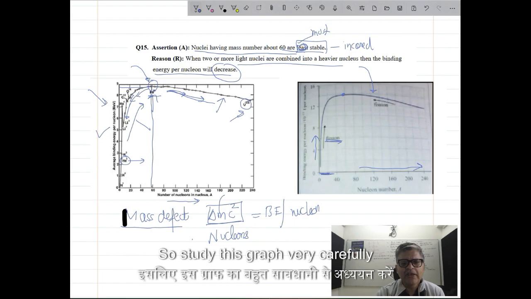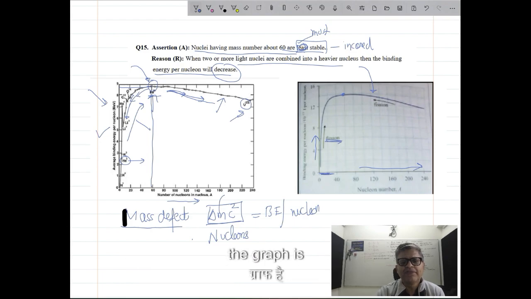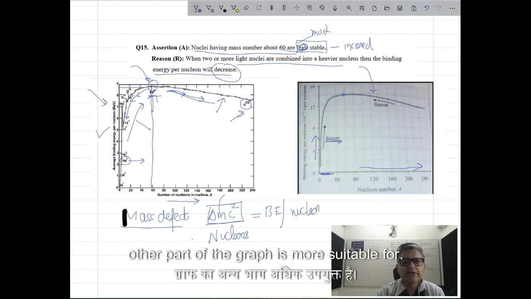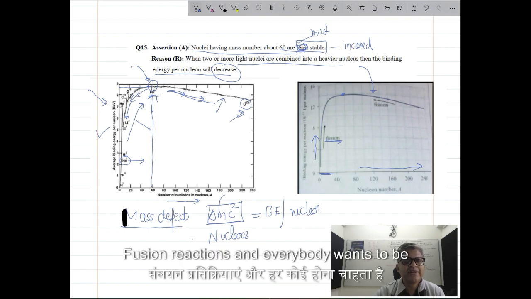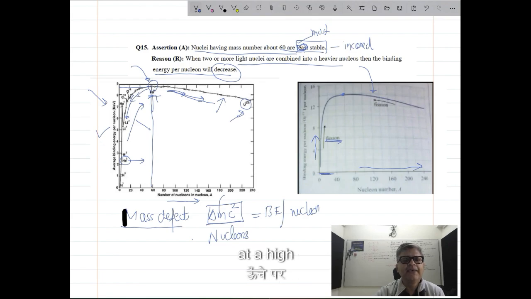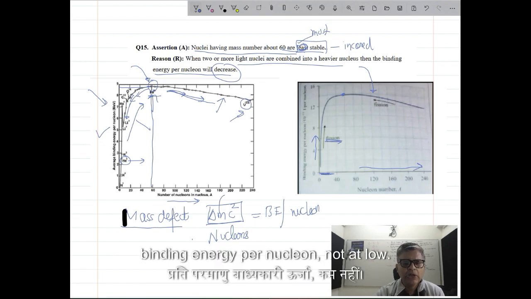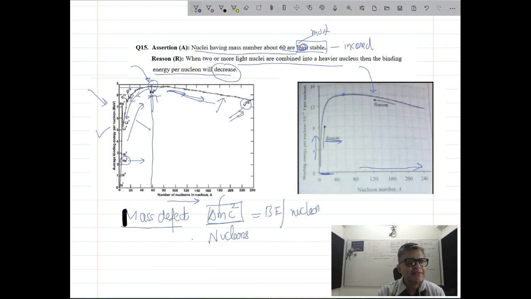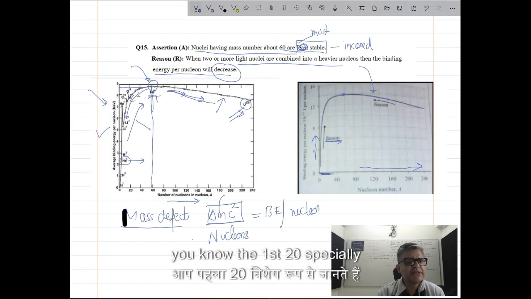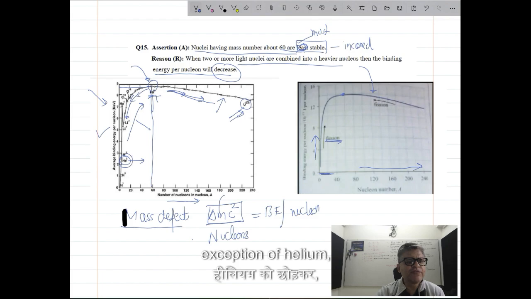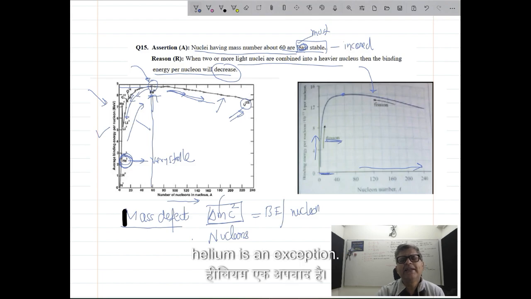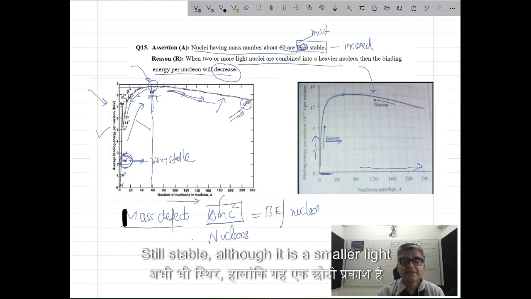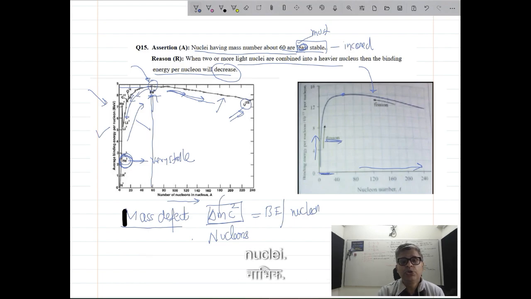So study this graph very carefully and understand that some part of the graph is more suitable for fission reactions. The other part of the graph is more suitable for fusion reactions. And everybody wants to be at a high binding energy per nucleon, not at low. So uranium, for example, has lower binding energy than iron. And you can see in the first 20 especially, the binding energy is very low with the exception of helium, right, which is very stable. So you can say helium is an exception. That could be another question to you. Helium is still stable, although it is a smaller light nucleus.